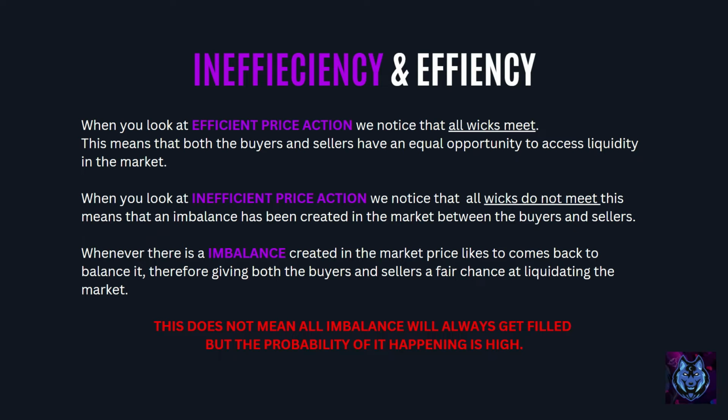Inefficiency and efficiency. When you look at efficient price action, we notice that all wicks meet. This means that both the buyers and the sellers have an equal opportunity to access liquidity in the market. When you look at inefficient price action, we notice that all wicks do not meet. This means that an imbalance has been created between the buyers and the sellers.